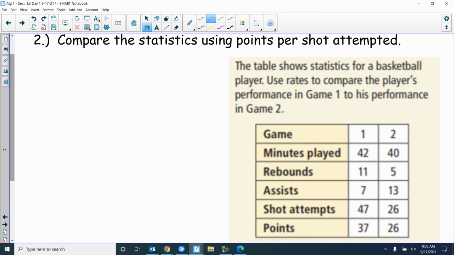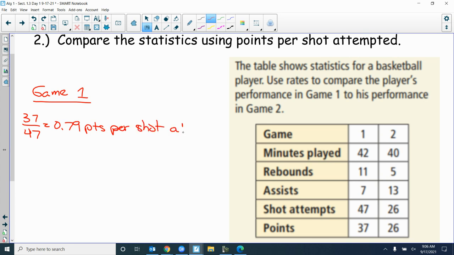All right, so for game 1, what should I divide? In what order? Make sure you understand this. Points per. Jeff, what do you think? What am I going to divide for game 1? Would it be 37 divided by 47? Good. You want to do the points first because it says points per shot attempted. So it would be 37 divided by 47. Zach, let me know what you get to the nearest hundredth. 0.79. Okay, 0.79, and that would be points per shot attempted.